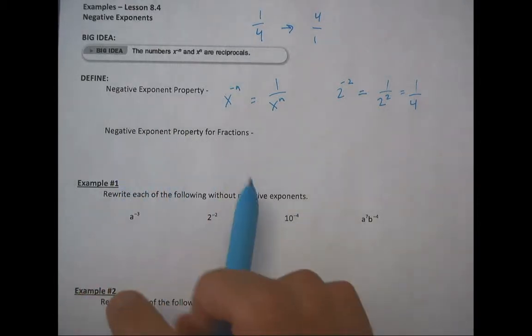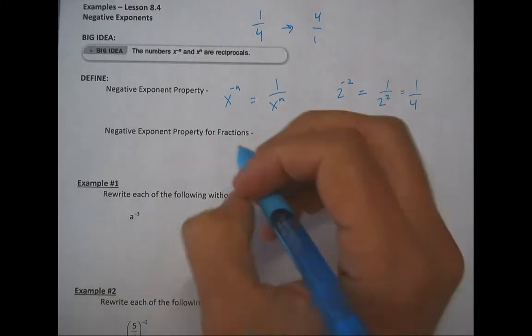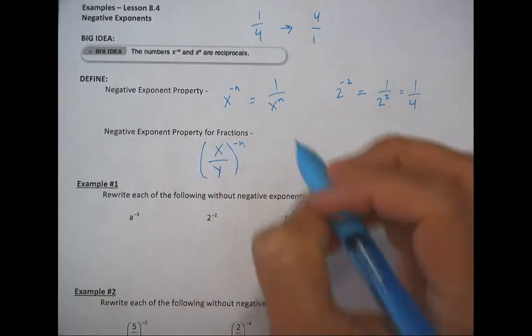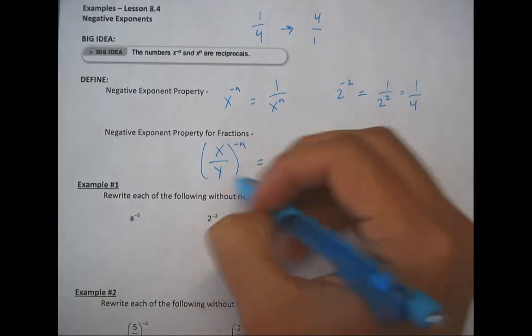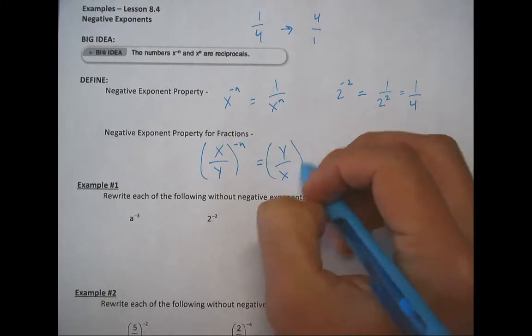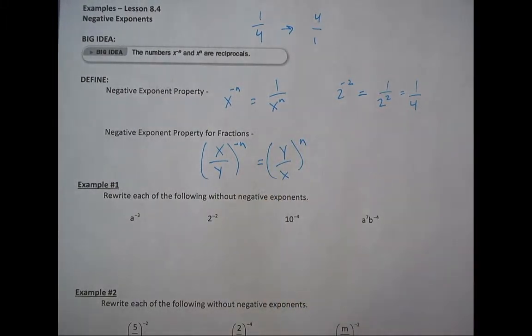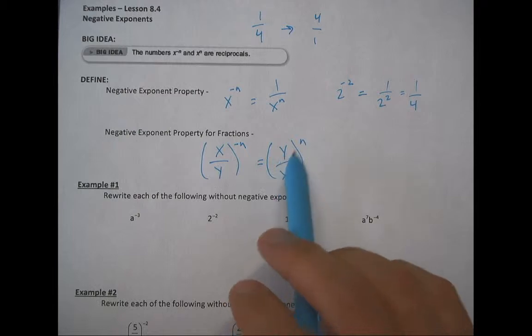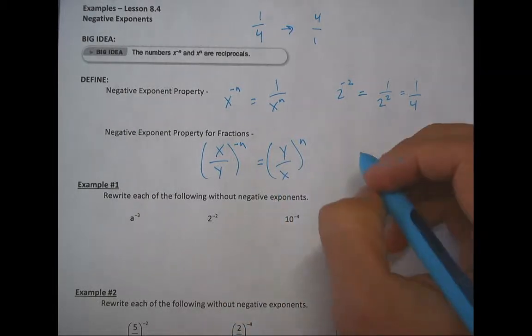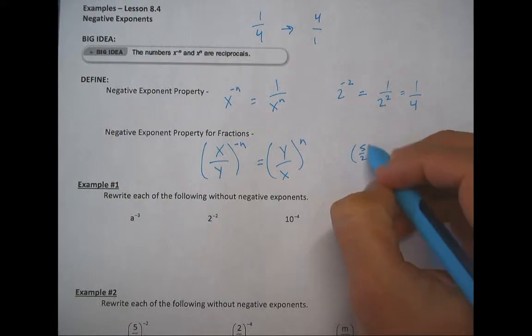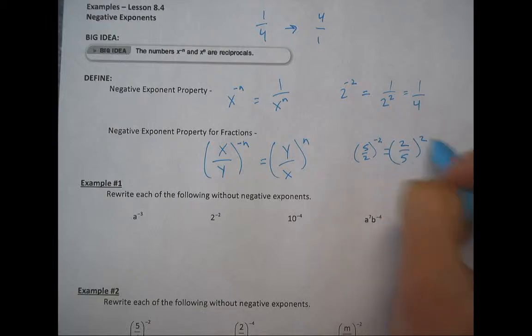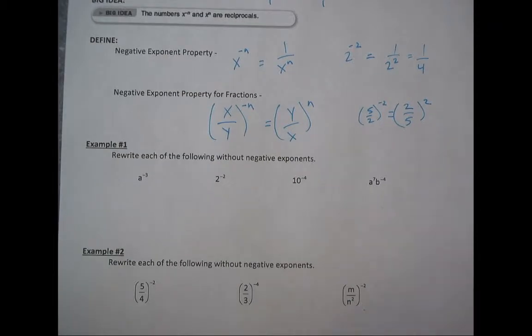And there's another property specifically for fractions when we're dealing with this. So x over y, we have a fraction raised to a negative exponent, negative n. That's equal to the reciprocal, y over x to the positive n. So if I wanted to create a positive exponent from a negative exponent that's on a fraction, I just take the reciprocal and it's going to make it positive. So for instance, if I have 5/2 raised to the negative 2, that's going to be equal to 2/5 raised to the positive 2. And if you plug that in the calculator, you're going to get the same answer for both.